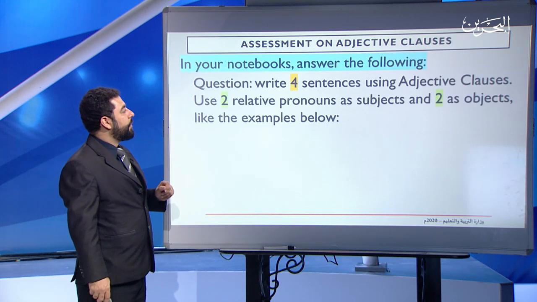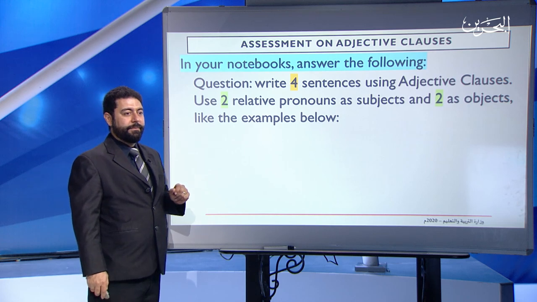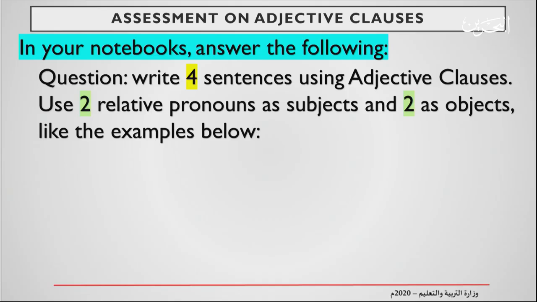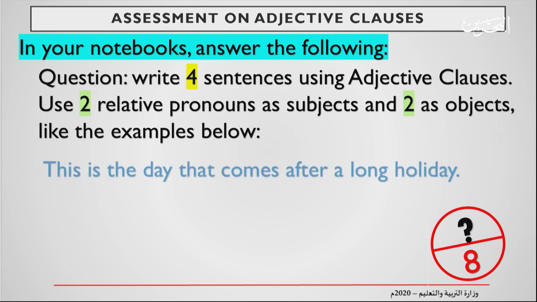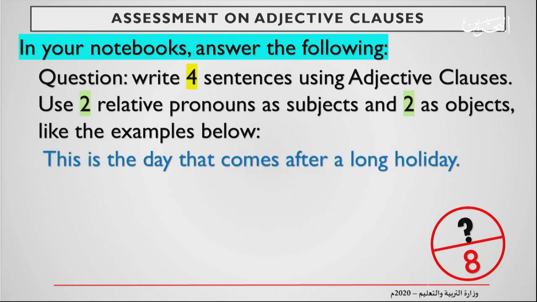Okay, in your notebooks, answer the following question. Write four sentences using adjective clauses. Use two relative pronouns as subjects and other two as objects, like the example below. And you have a mark of 8. The example says, this is the day that comes after a long holiday. Your task is simple. Write four sentences like this, two with relative pronouns as subjects and two as objects. And you have 3 minutes.